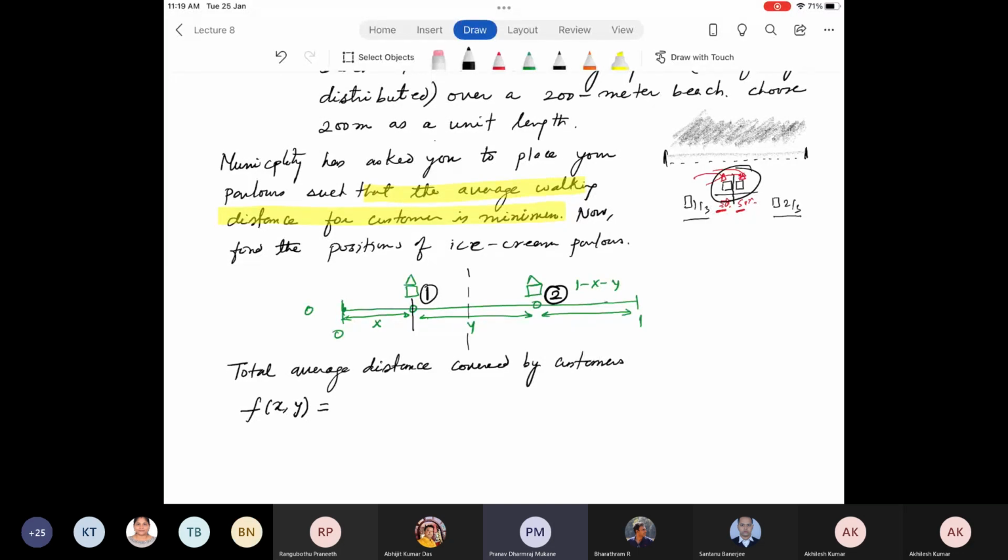Now, between the first and second ice cream parlor, half will go to the first ice cream parlor, half will go to the second ice cream parlor, right? Correct. And the remaining, these many guys, they have only the option of the second ice cream parlor. Agree? Correct. Now, I need to find the average distance traveled by the people on this side of the beach. How do we find that?